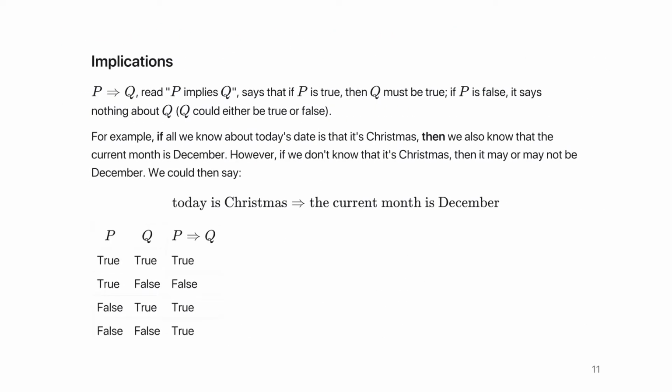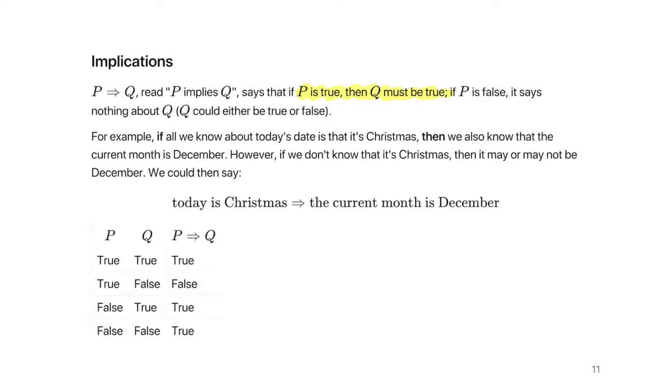Okay. So now we'll get to implications, which we've indirectly talked about in previous lectures. So this, P implies Q, says that if P is true, then Q must be true. Okay? So that's the most important part. If P is true, then Q must be true. If P is false, however, it doesn't say anything about Q. Q could be either true or false. The implication still holds. Okay?